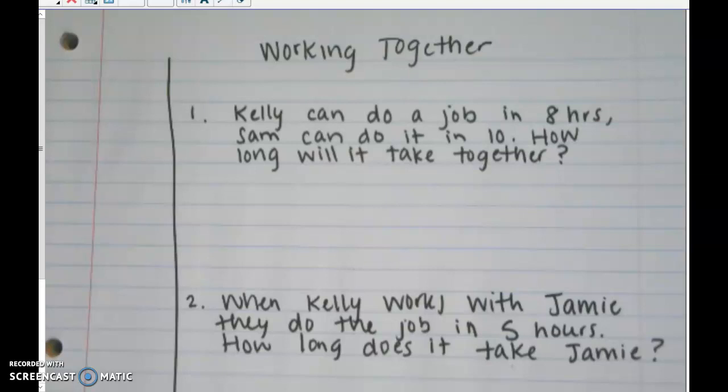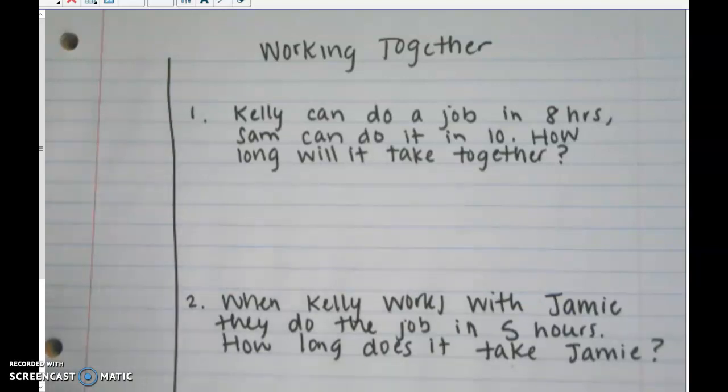Think about, do you normally work faster if you have somebody to work with, or will it take you longer if you're working with a person? So typically it takes you less time if you are working with somebody. So this is one thing to keep in mind. That will help you check your answer, see if your answer makes sense. If you're working with somebody, you should be getting it done faster, which means it's taking less time.